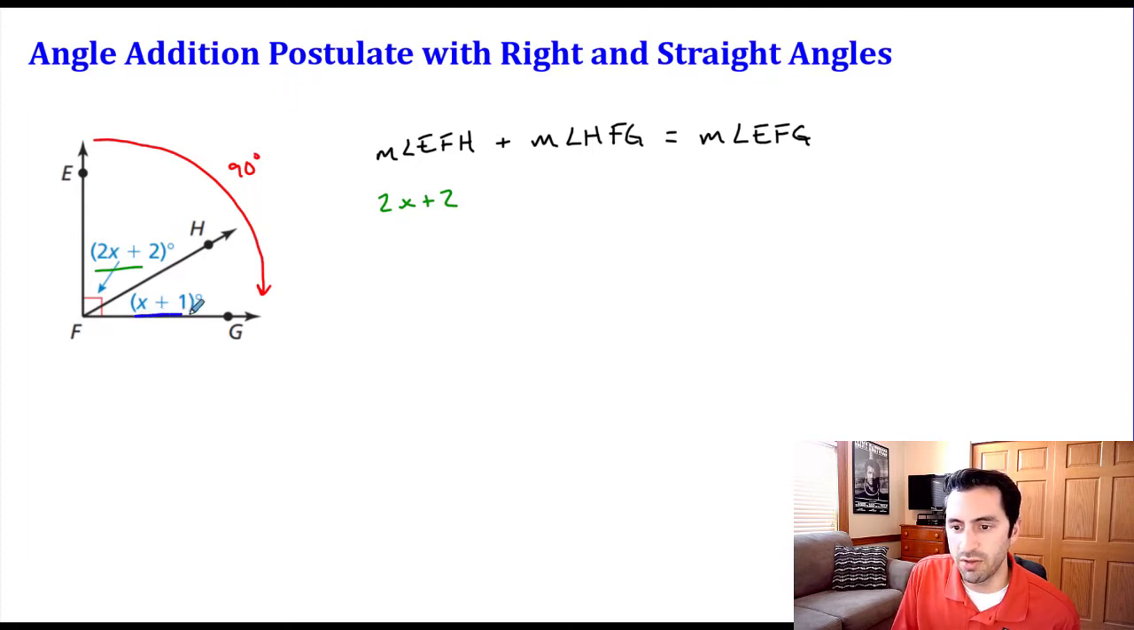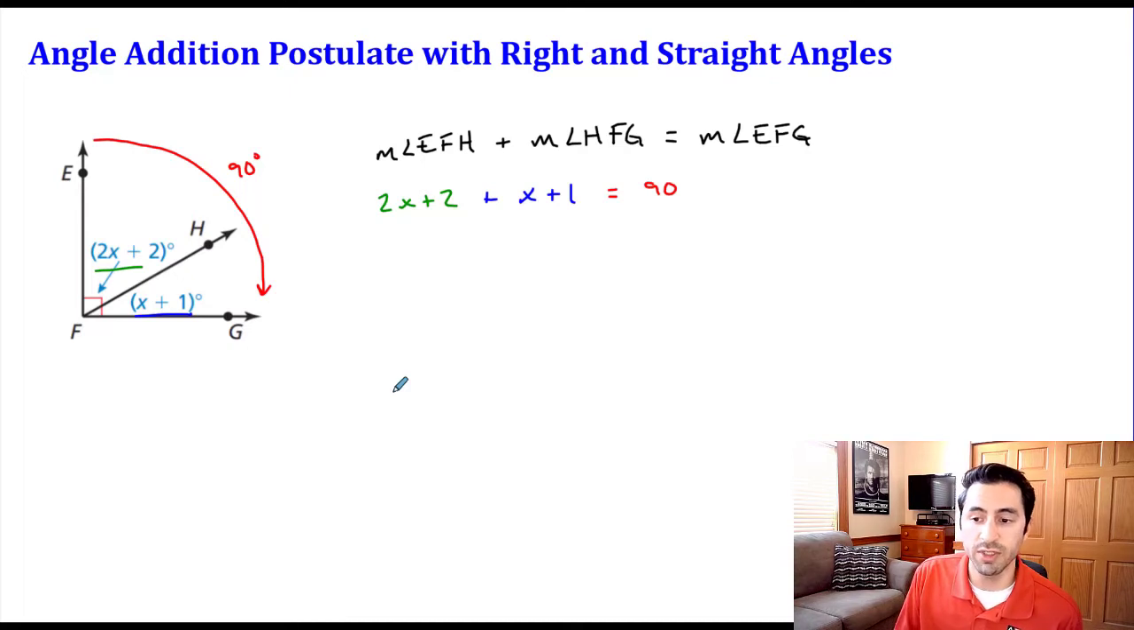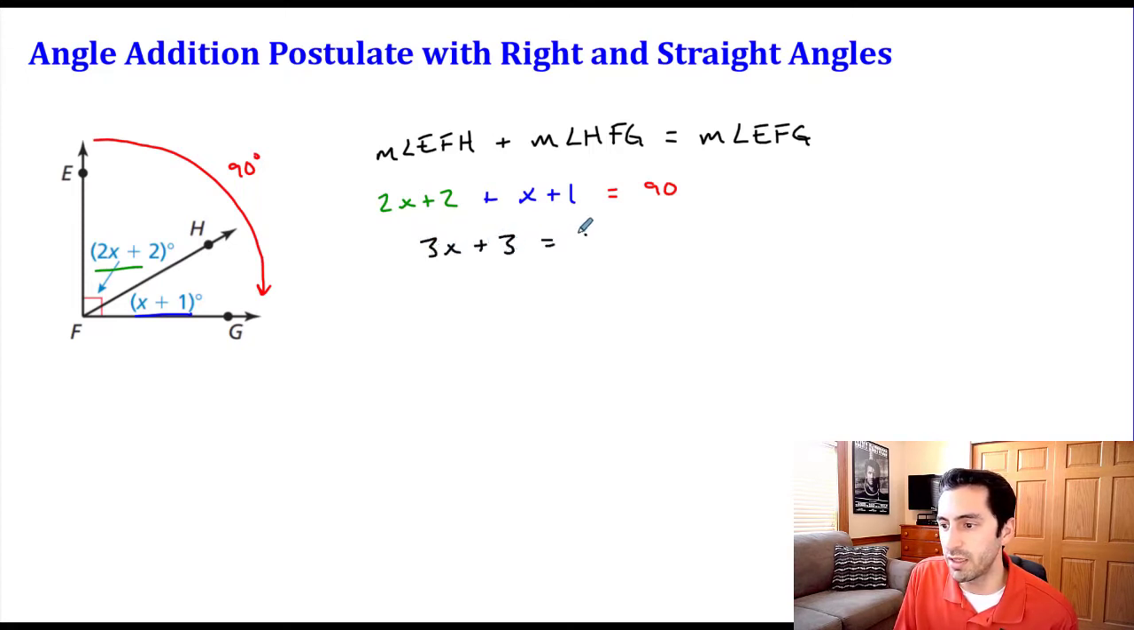My second little piece over here down below, the measure of angle HFG is represented by the expression x plus 1. And as we saw from the little box in the corner, I know that together those two angles have to add to 90. So again, the angle addition postulate is allowing us to set up this equation. Add the two smaller ones together to get the total. So now let's solve for x. Combining like terms, we have 3x plus 3 is equal to 90.